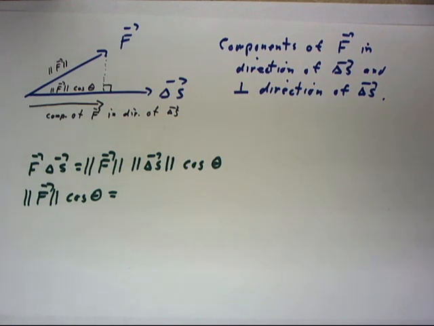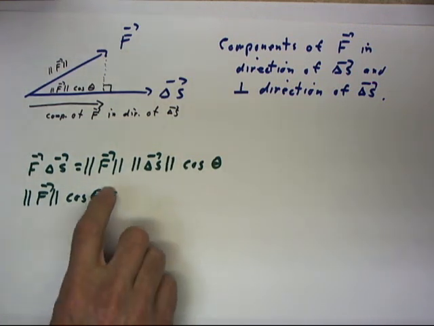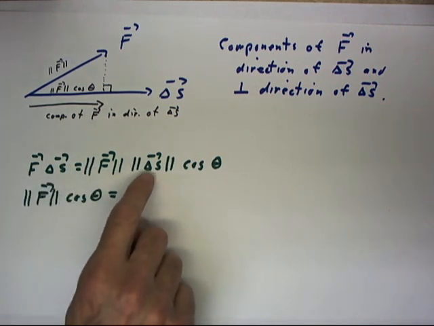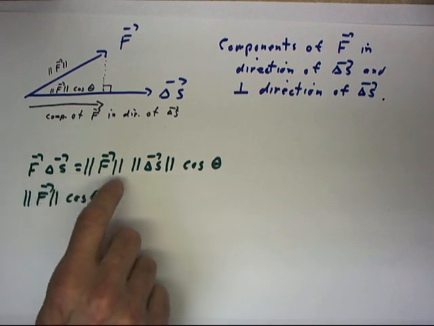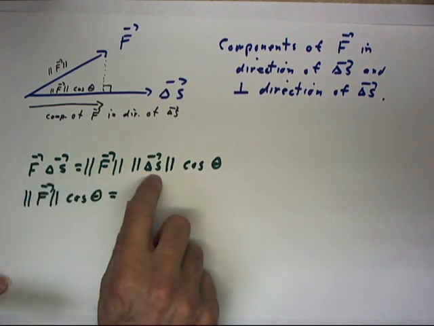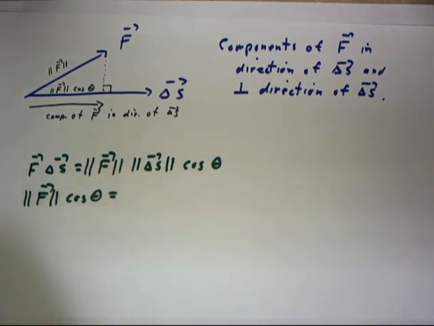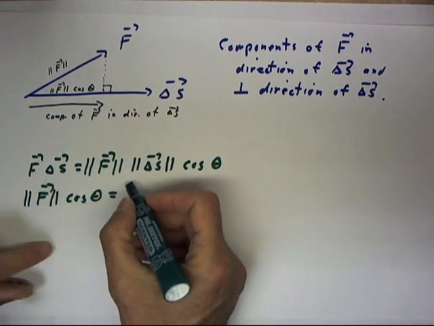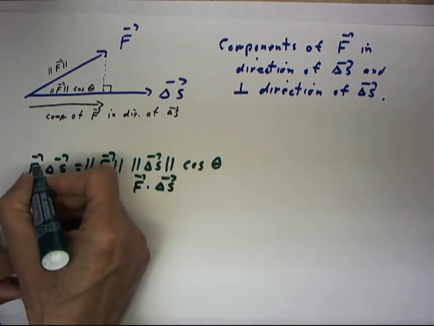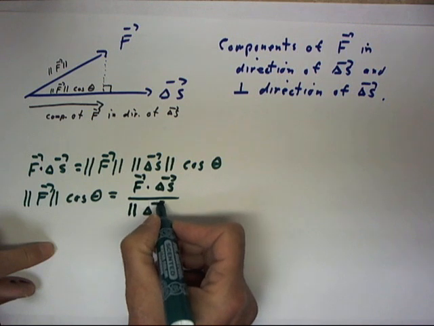Now we know that F dot delta S is magnitude of F times magnitude of delta S times the cosine of theta, and that contains magnitude of F cosine theta. If we simply divide by delta S, then we're going to get just magnitude of F cosine theta. So if we imagine dividing both sides of this equation by magnitude of delta S, we'll be left with the desired quantity, magnitude of F cosine theta here, and on this side we're going to have just F dot delta S, and that's a dot product there, divided by the magnitude of delta S.